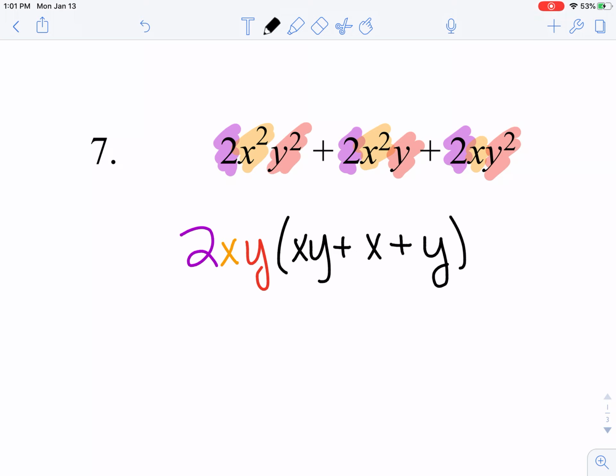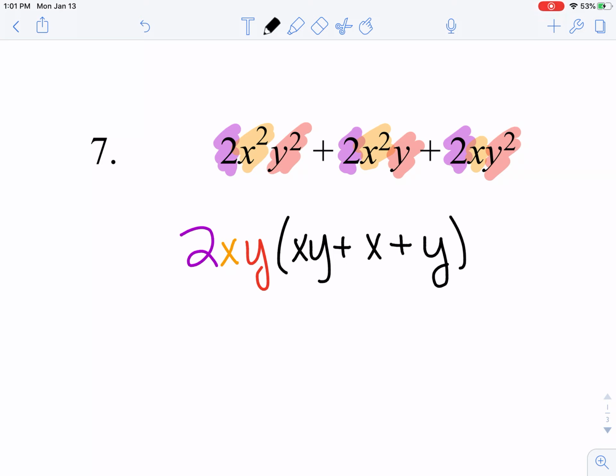And then I went ahead and highlighted my y's. So the first term I have a y squared, in the second term I only have one y, and in the third term I have a y squared. So similarly to the x's, I can only pull out one since that middle term only has one y. And then once I've factored out a 2xy, I have to write what's left.